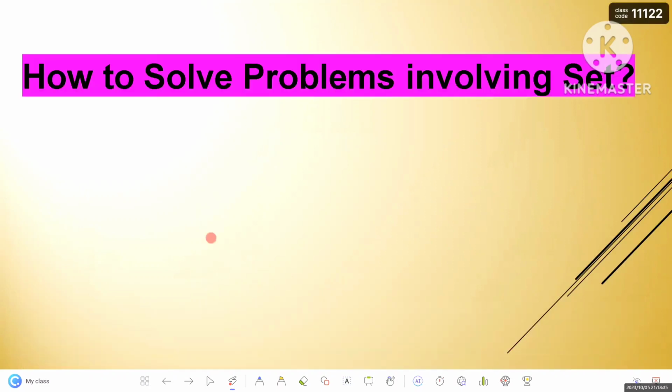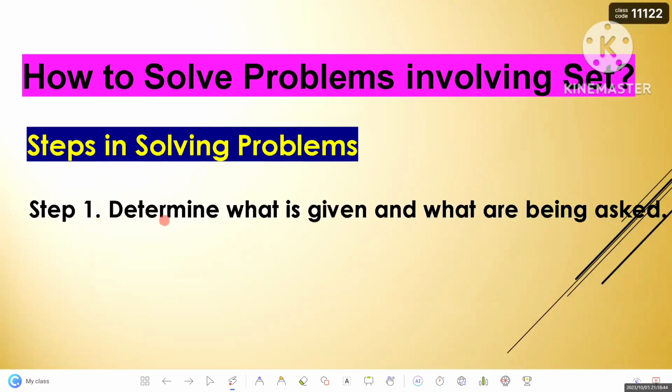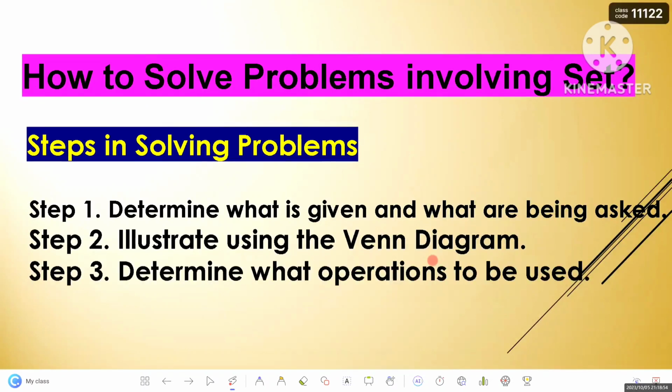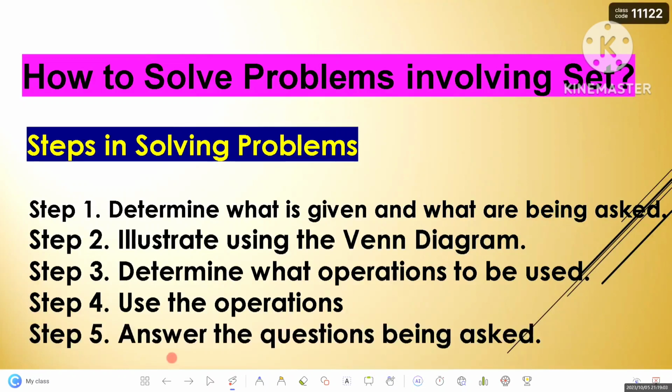Let's study how to solve problems involving sets. Here are the steps in solving problems. Step 1. Determine what is given and what is being asked. Step 2. Illustrate using the Venn diagram. Step 3. Determine what operations to be used. Step 4. Use the operations. Step 5. Answer the questions being asked.